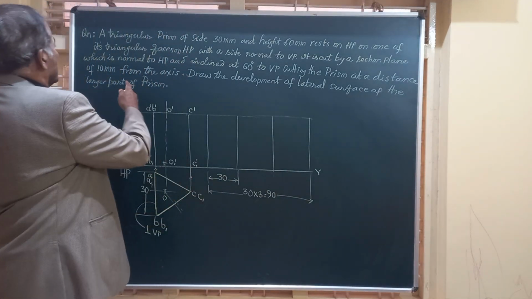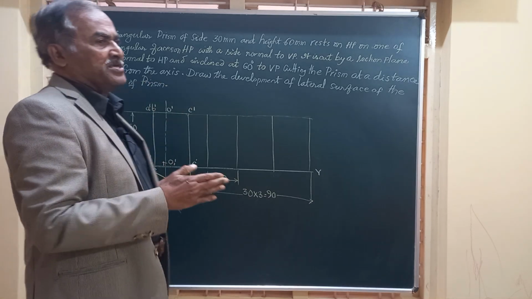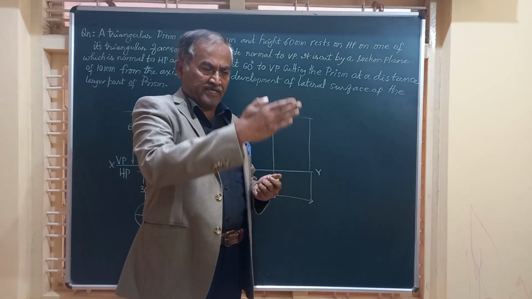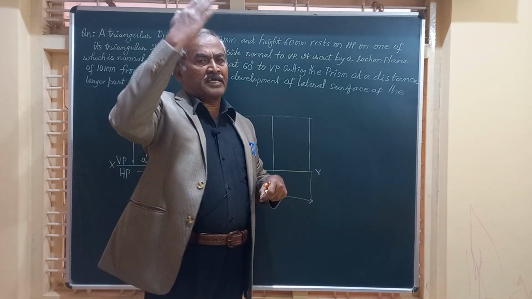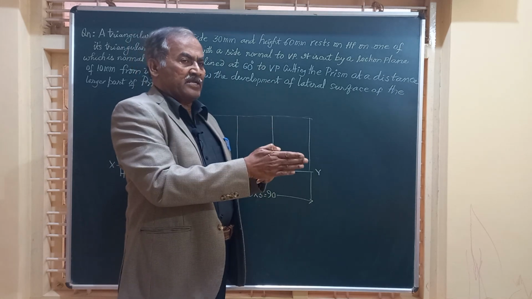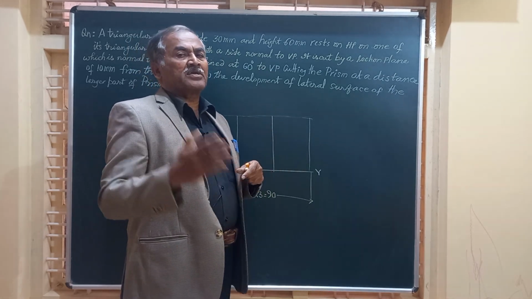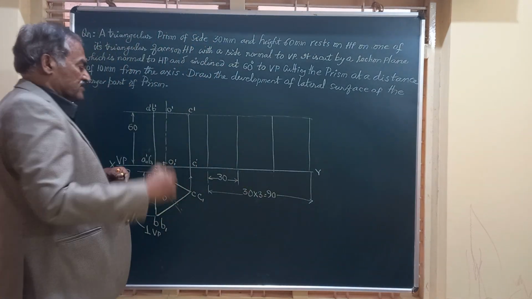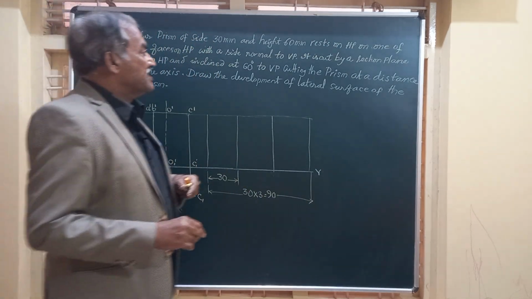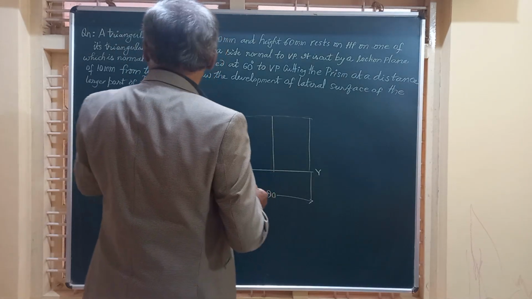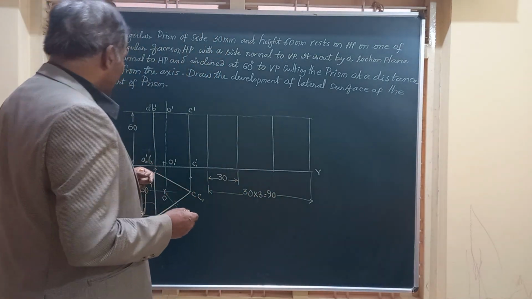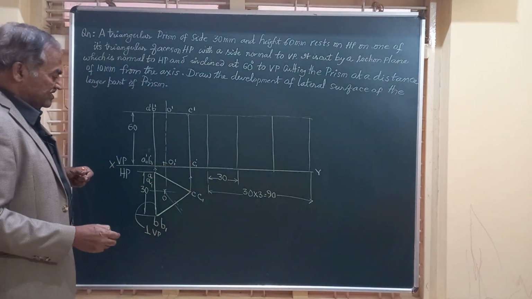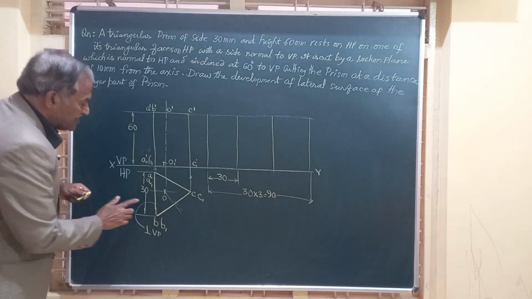It says section plane which is normal to HP. Whenever any section plane is normal to HP, meaning perpendicular to HP, it is seen as a line in the top view, whether it is parallel to VP or inclined to VP. This section plane is seen as a line in the top view, meaning below the XY line. But how does it pass? It passes through the prism at a distance of 10 millimeters from the axis, and it is inclined at an angle of 60 degrees. So the section plane is passing somewhere here.